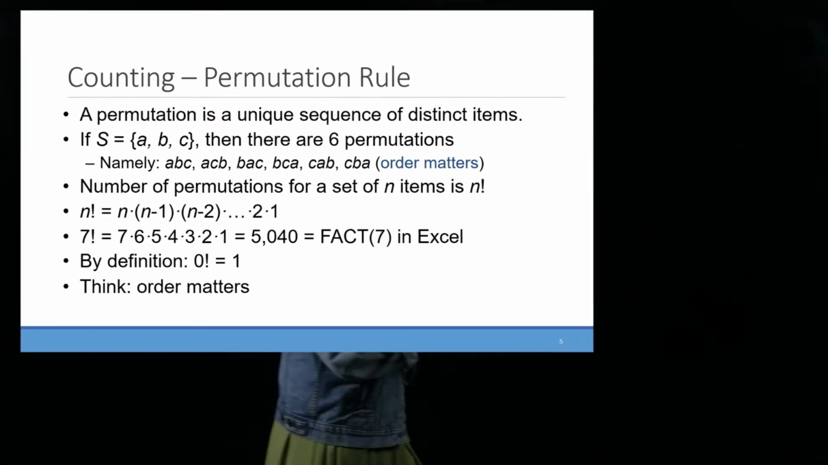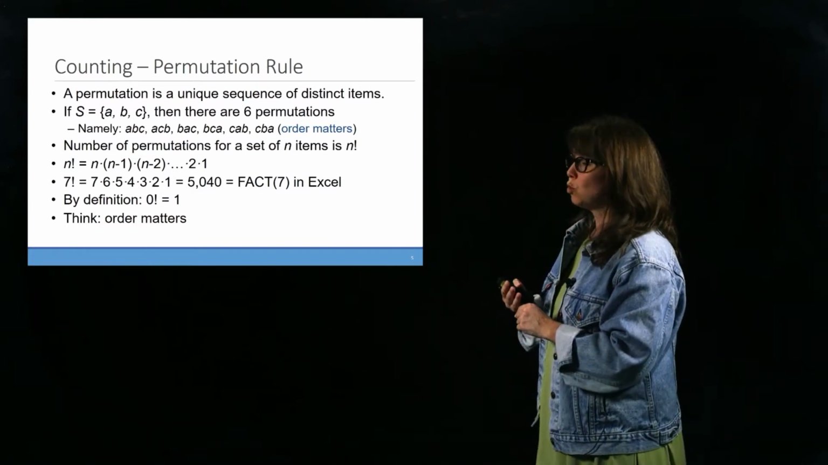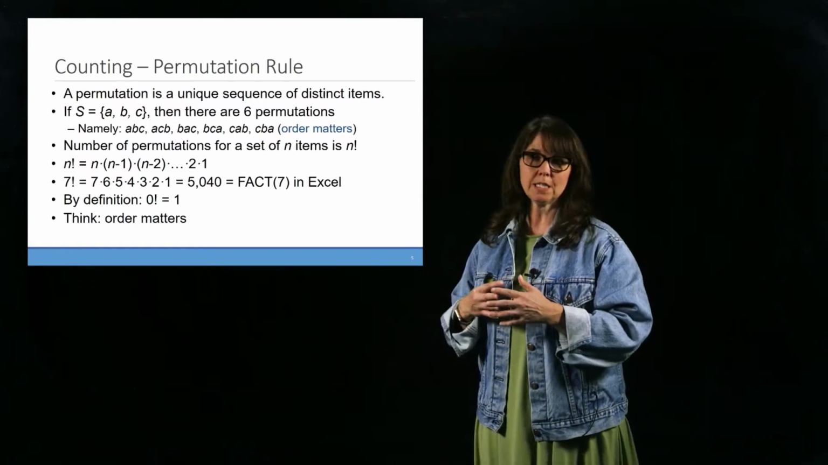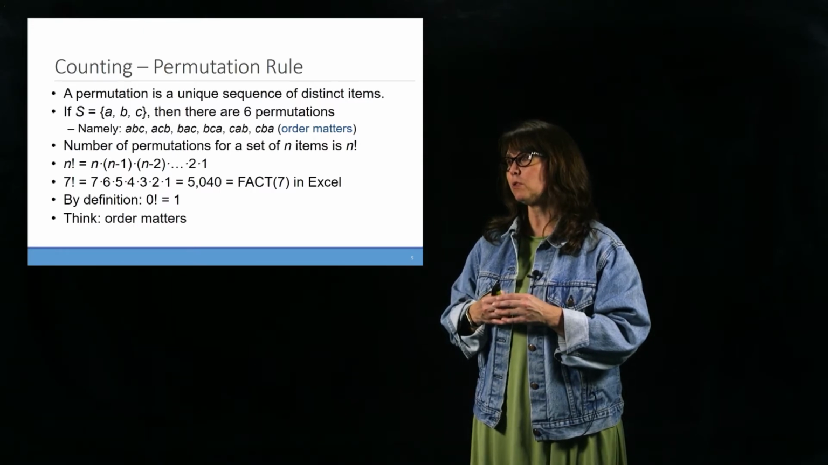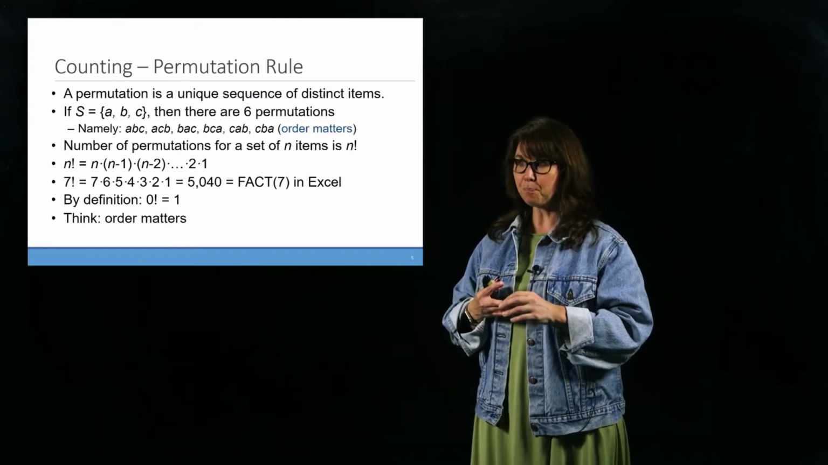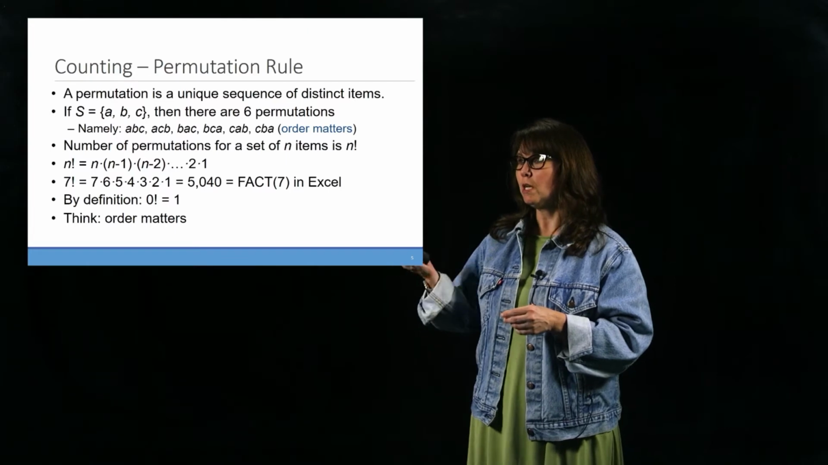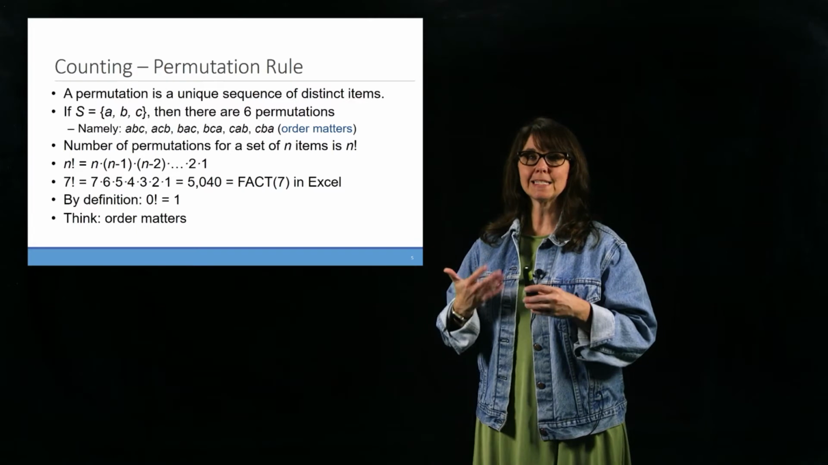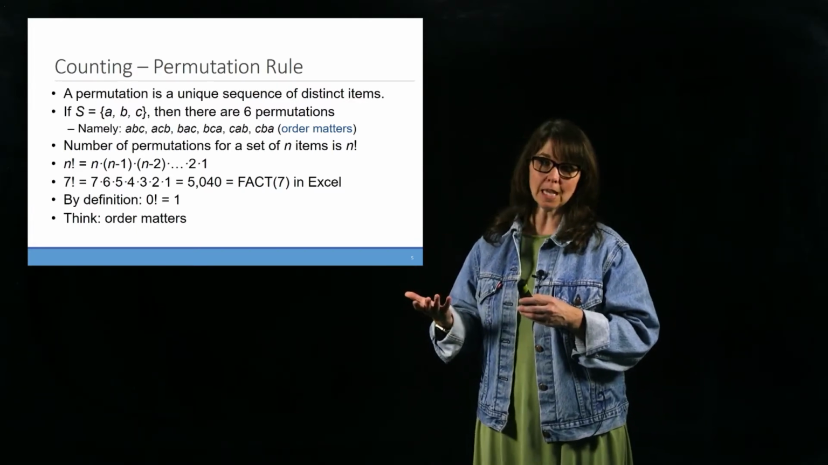All right, so let's go back and talk a little bit more. Let's see, we have the permutation rule. So the permutation rule, that's our second one of our rules. A permutation is just a unique sequence of distinct items. And so if we have a sample space S, which consists of only the outcomes A, B, and C, then there are 6 permutations of those 3 letters, and we can see those 6 permutations below. So notice that we're looking at 6 different orderings, so the order actually matters, especially in this case.